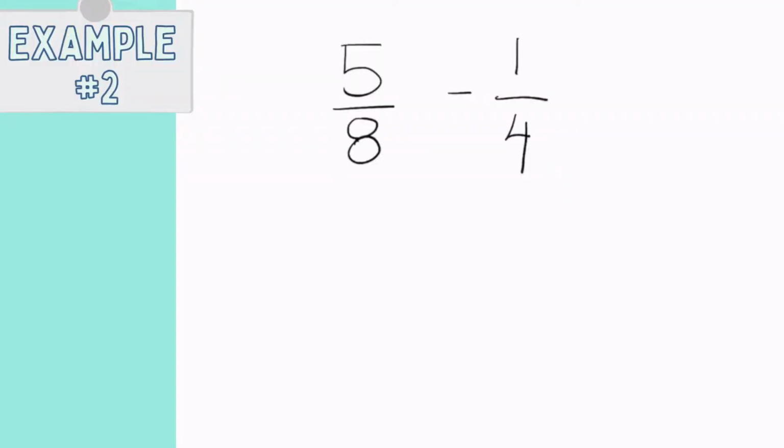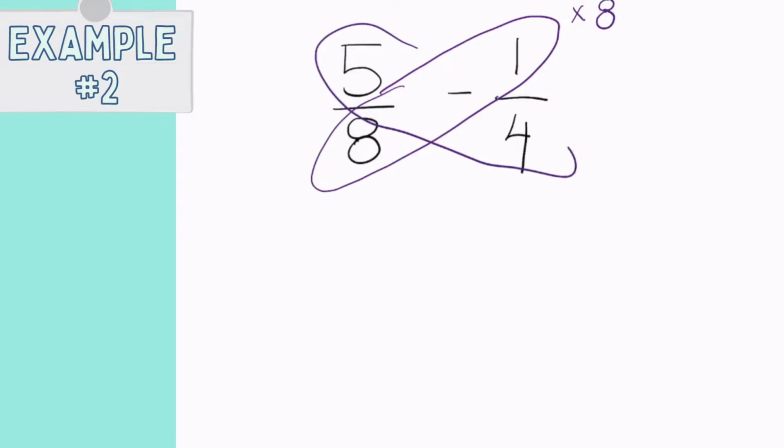Okay, let's look at our second example. So again, we've got different denominators, so we are going to repeat our steps. Multiply across with 1 times 8, and that's going to give us 8. Then we'll multiply across again. 5 times 4 will give us 20. Okay, we're going to go ahead and multiply our bottom, so 8 times 4 is 32.